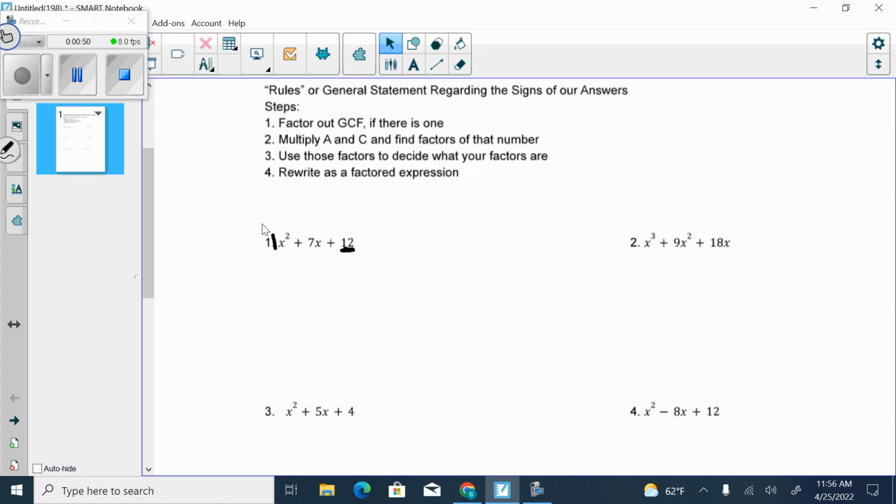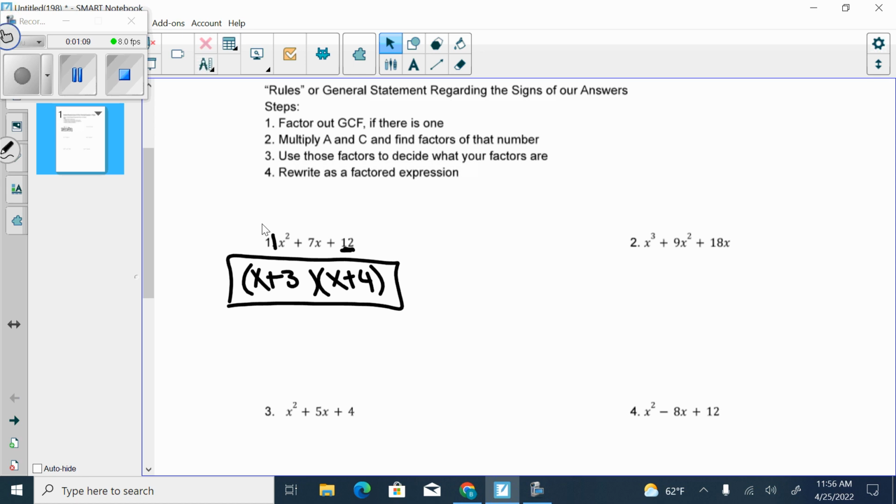What would it be? 3 and 4. Very good. So I write those as factors. X plus 3 and x plus 4. And we are just factoring today, so you don't have to solve your parentheses.